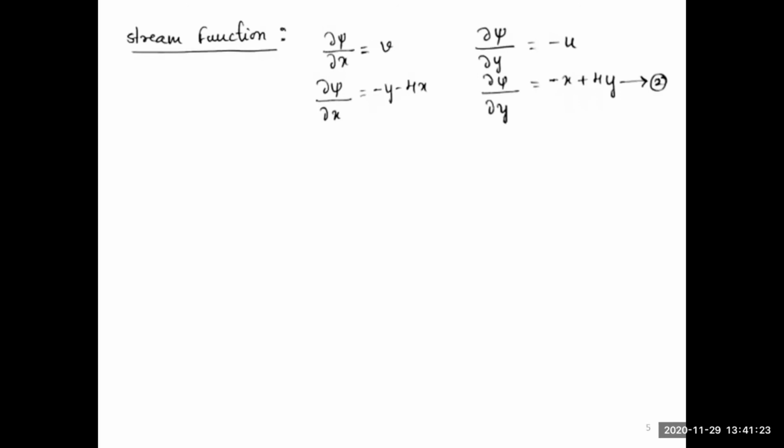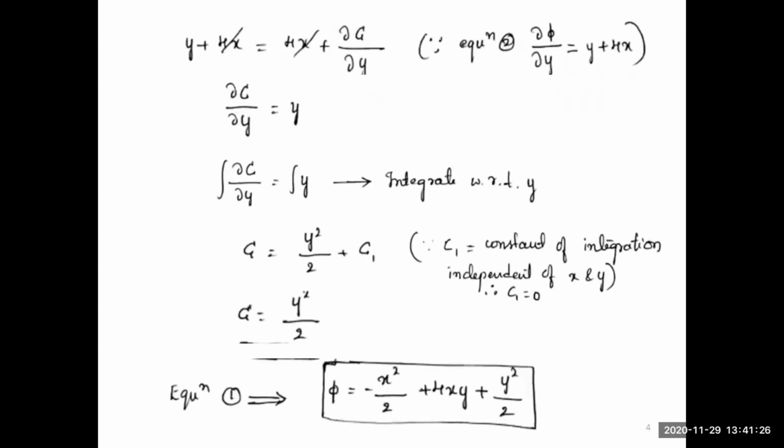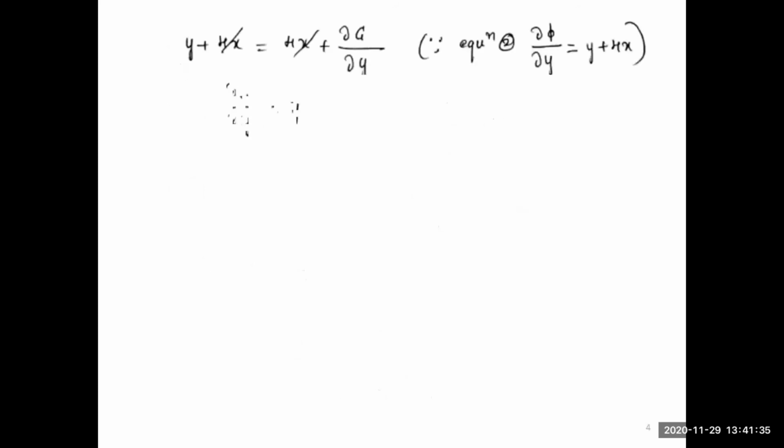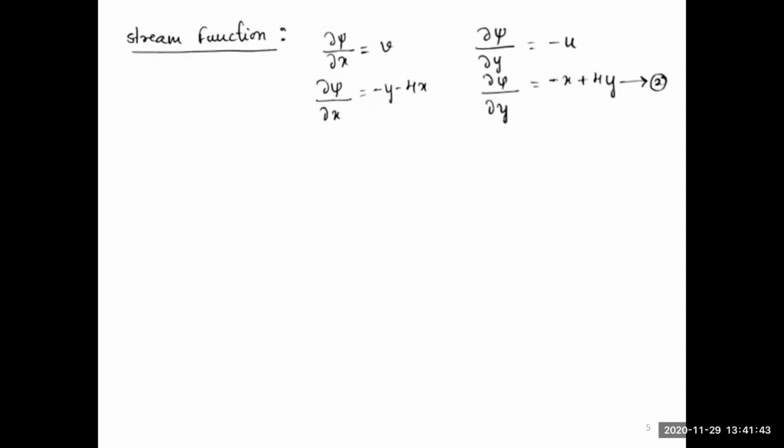In case of the potential function, as you can see in the previous one, ∂φ/∂x is equal to minus u, and ∂φ/∂y is equal to minus v. Whereas in case of the stream function, ∂ψ/∂x is v, and ∂ψ/∂y is minus u. So you equate u and v for these two functions. Now we'll name this ∂ψ/∂y as equation number 2. Now we'll consider ∂ψ/∂x, that is minus y minus 4x.